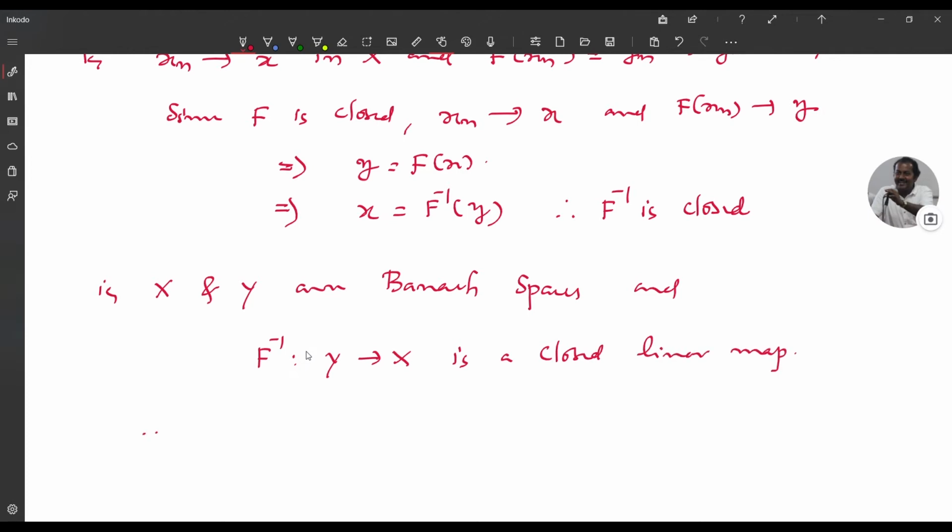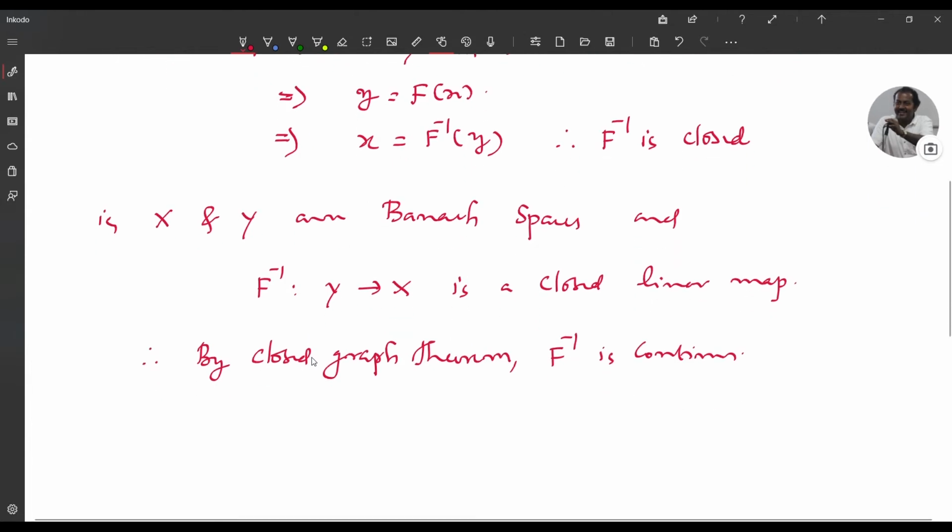Therefore, by the closed graph theorem, f inverse is continuous. That is, f inverse is linear and continuous. Therefore f inverse belongs to BL(Y, X). This proves the bounded inverse theorem.